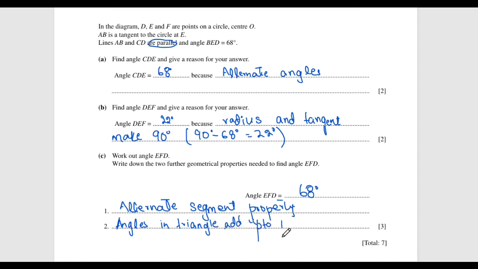So 180 subtracted by the sum of 90 and 22 will give you 68 again. So this is another way. 3 marks, 2 for the reasons, 1 for the answer, and the total question holds 7 marks. So you secured your 7 marks after doing it.